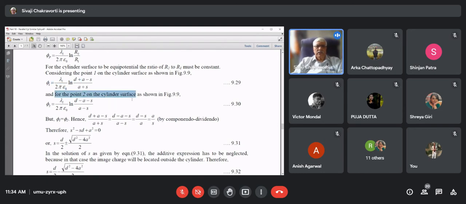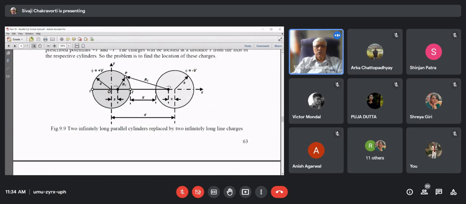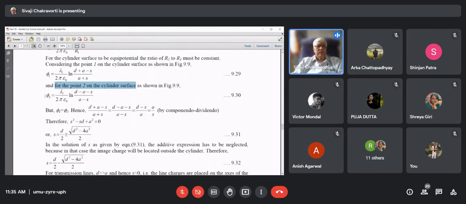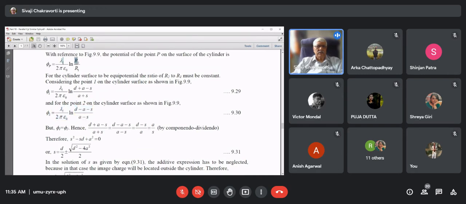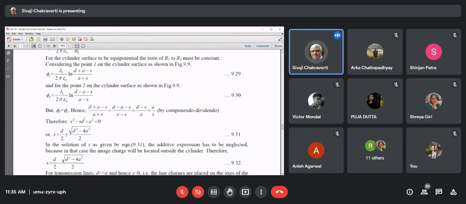Then we take the point 2 on the cylinder surface. This is the point 2. Then what is R1? This is the radius A minus S. And what is the distance R2? You can clearly see R2 is the distance D minus the radius A minus the distance S. So here you can see phi 2 is this, where R2 is D minus A minus S. This is all coming from this expression of R2 by R1. But now, since 1 and 2 are on the same cylindrical surface, so boundary condition is phi 1 is equal to phi 2.